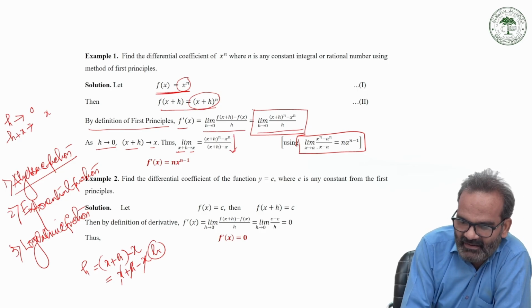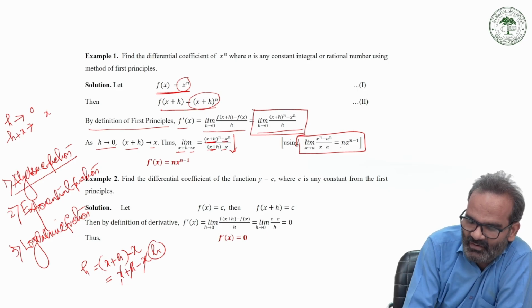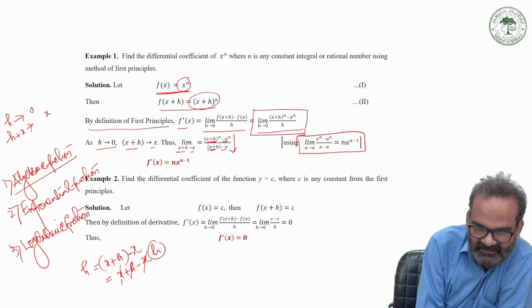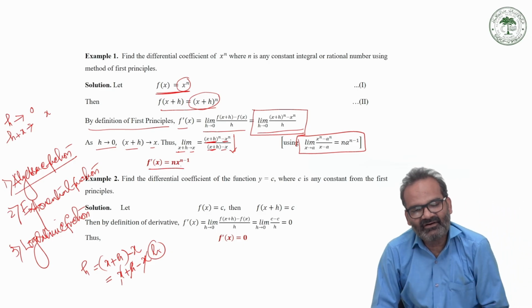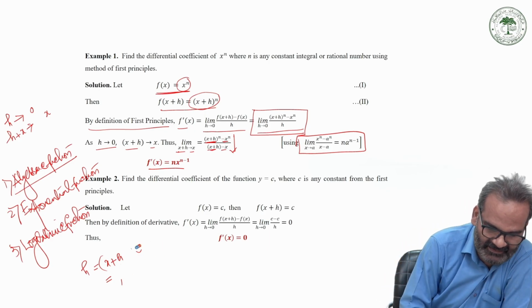Now apply this formula, x^n minus a^n. This is x^n, this is a^n, this is x, this is a. The value of this is what? n a^(n minus 1). So here n is n, a is x, n x^(n minus 1). So the derivative of x raised to the power n is n x^(n minus 1).